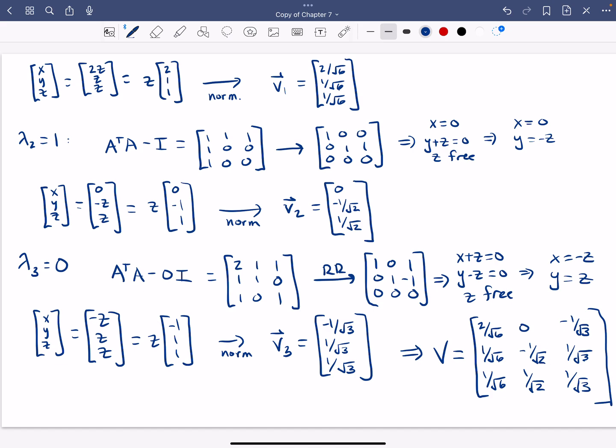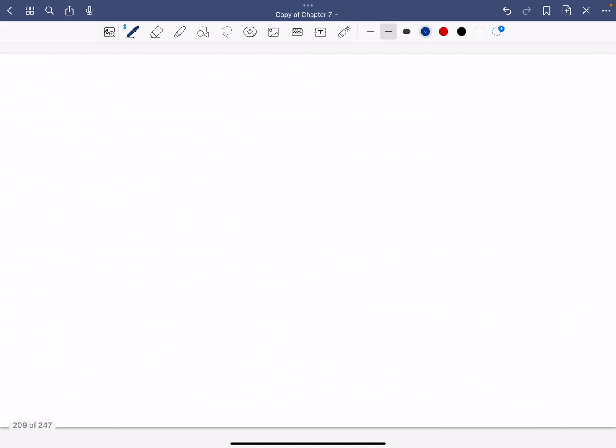Now that we have our sigma matrix and our V matrix, the last step will be to find the U matrix. So we're going to find the columns of the U matrix, okay? And to do this, remember we have this formula that U1 is equal to 1 over sigma 1 times A V1.